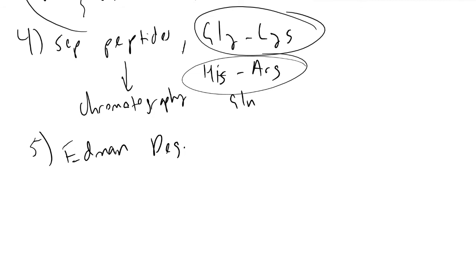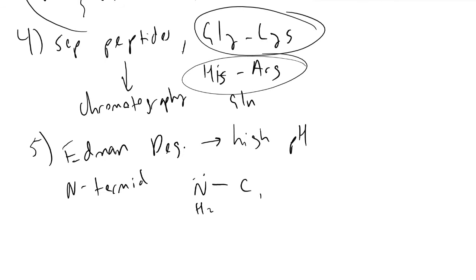Edman degradation involves making our solution very basic, such that at a high pH, the N-terminal of these peptide sequences becomes nucleophilic enough that the nitrogen lone pair, which would exist as NH2 connected to the alpha carbon, connected to the carboxylate, as well as the R group and the hydrogen, will perform as a very good nucleophile and attack a carbon on a molecule referred to as phenyl isocyanate.